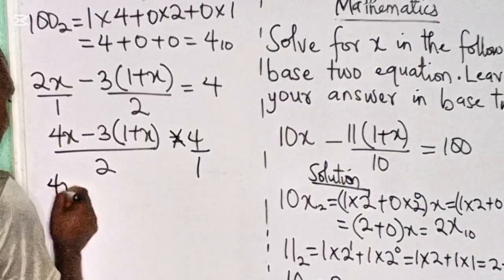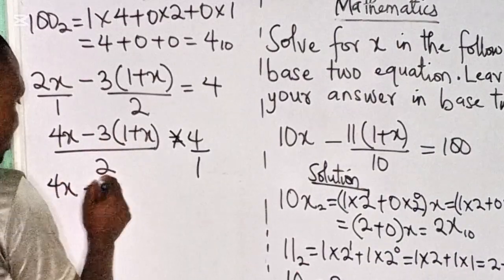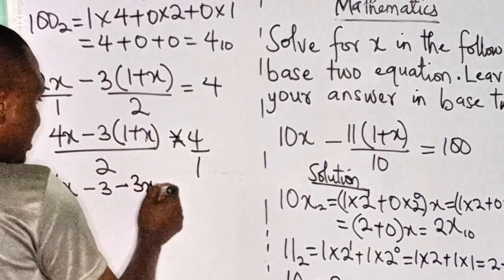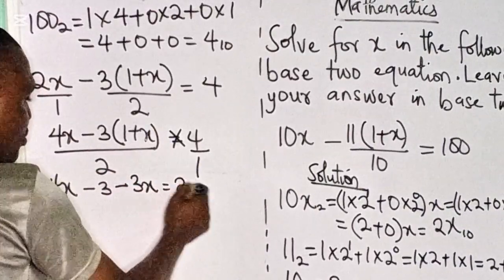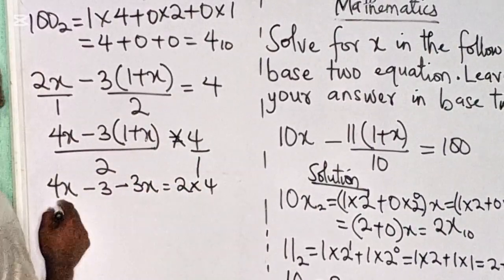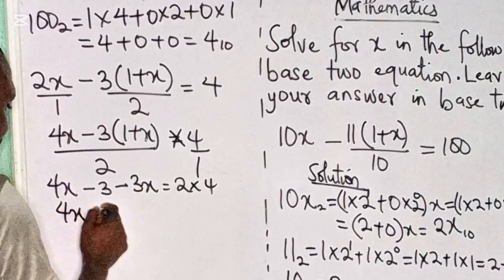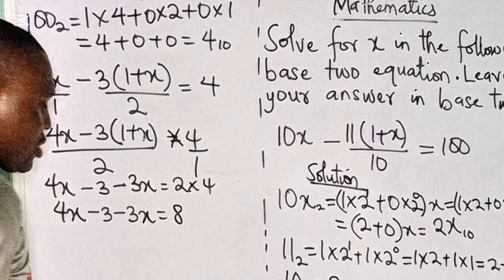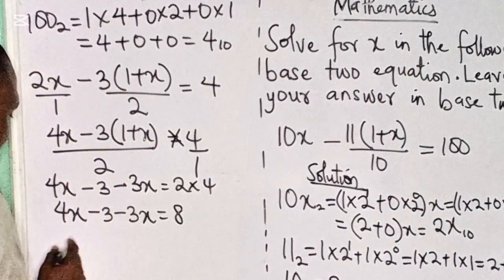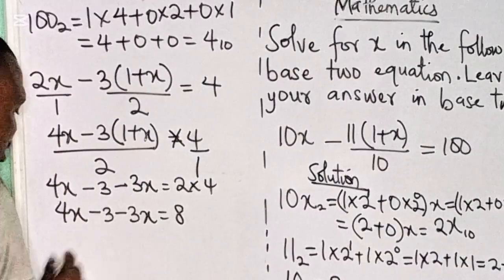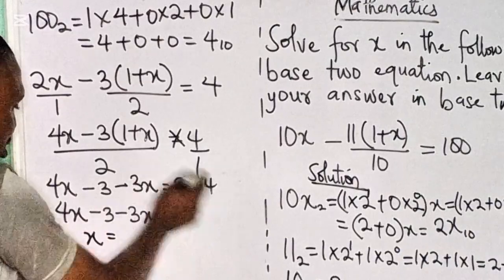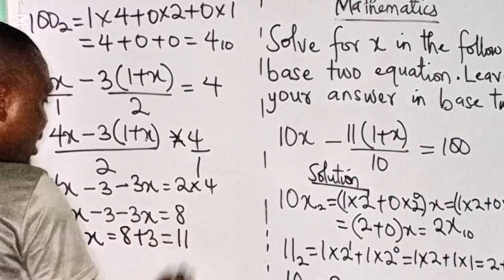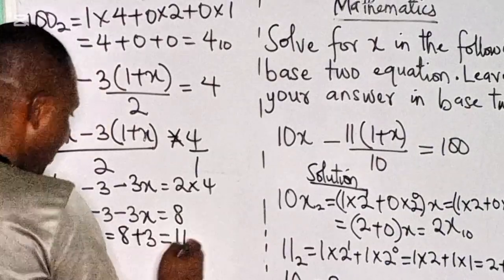At this point, I can cross multiply. I'm having 4x minus 3 times 1 is 3. Minus times plus is minus, 3 times x is 3x, equals 2 times 4. Is that clear? So that gives us 4x minus 3 minus 3x equals 8. So at this point, we can collect like terms. 4x minus 3x gives us x. The minus 3 comes here and becomes plus 3. So 8 plus 3 gives us 11. Is that clear?